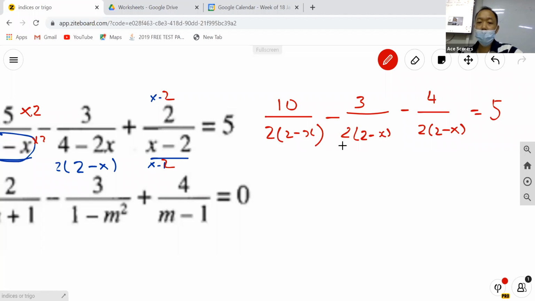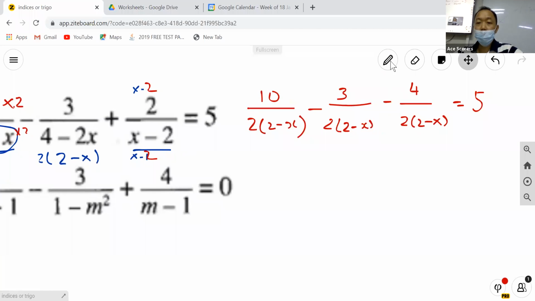Now, looking at this, is there a quadratic equation? No, this one doesn't have a quadratic equation, because it's just x to the power 1. Once you have the common denominator, you can evaluate the top. So it's 10 minus 3 minus 4. It becomes 3 over 2 times (2 minus x) equals 5, like that. Then cross multiply, this 5 over 1.